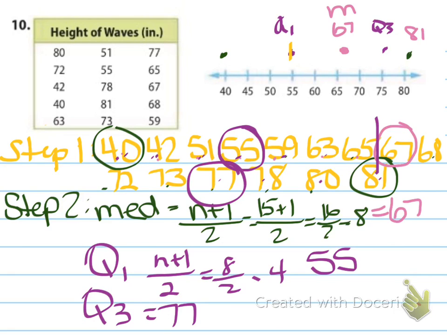And so then I'm going to put my lines through the middle, box them in, and draw my whiskers. If I were to look at this and have to explain what I see, I would see that the lowest height of the waves would be 40 inches, the highest would be 80 inches. I would see that there's a wider spread in the first 50% of the data than there is in the second 50% of the data. It's more concentrated over here, especially in the last whisker, the last 25% of the data. And I would know that the median height of the waves is 67 inches. So that's about it. And 50% is between 55 inches and 77 inches.